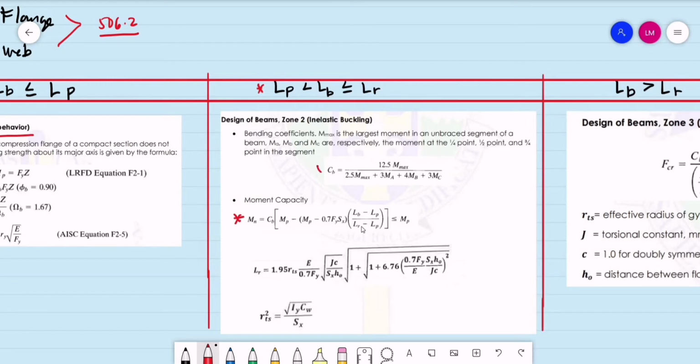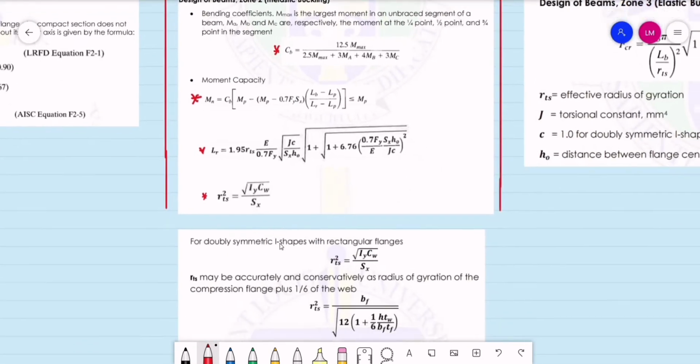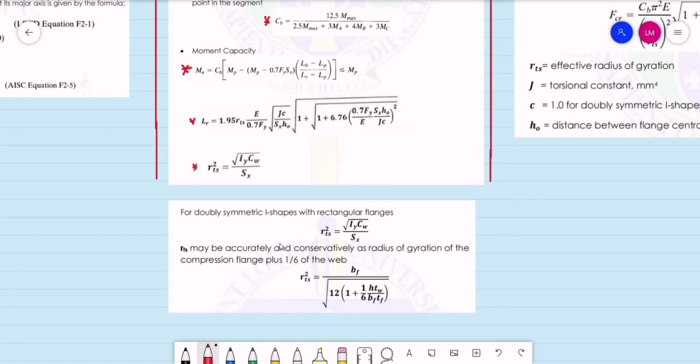And here are the factors. We have the C sub P, the value of L sub R, and the value of R sub TS squared. So we have additional useful equations. In the design of sections for doubly symmetric I shapes with rectangular flanges, R sub TS may be approximated accurately and conservatively as the radius of gyration of the compression flange plus 1/6 of the web. So we have this equation. So it depends on our section.